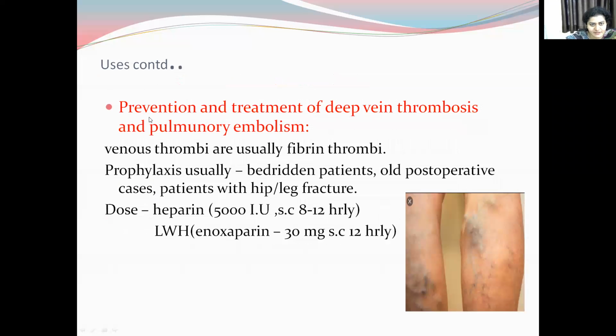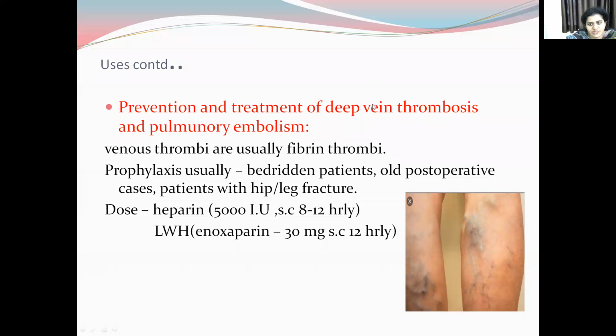Then the uses, first is prevention and treatment of deep vein thrombosis. As you can see in this picture, this is deep vein thrombosis. That is, thrombosis has occurred in a vein which is situated deep. Mostly it involves the thighs and the lower limbs. So we give these drugs for the prevention and treatment of deep vein thrombosis and pulmonary embolism.